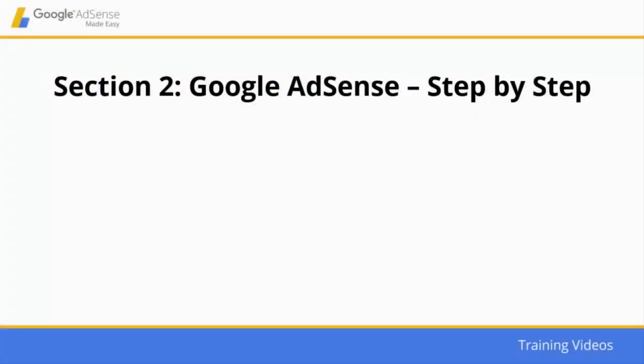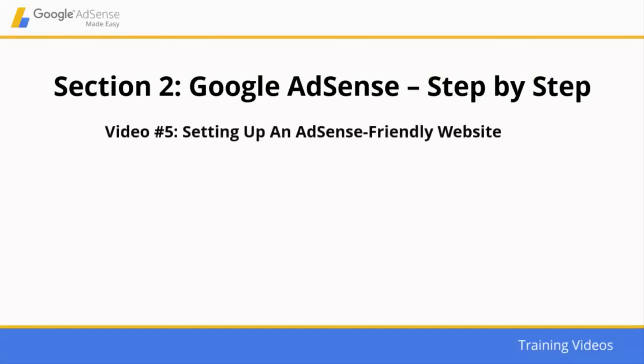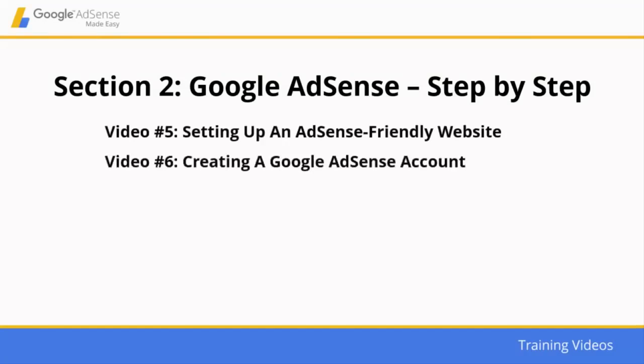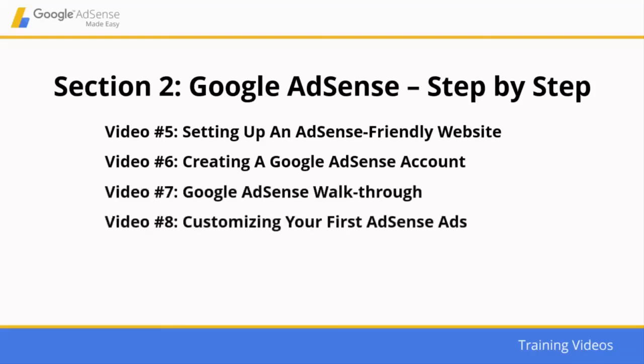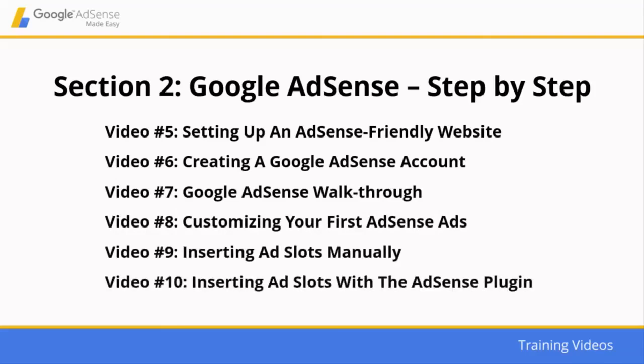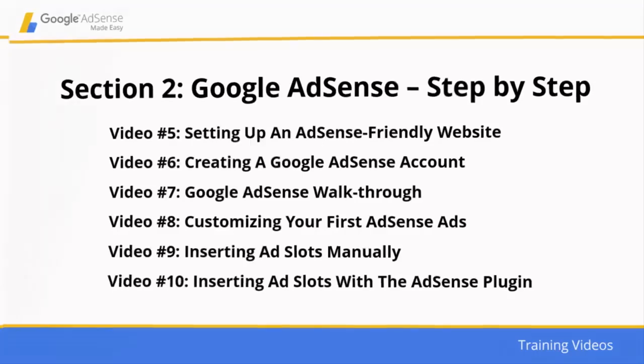Hey there everyone, and welcome to Section 2 of our Google AdSense video training series, the step-by-step section, where we are going to show you how to get started with AdSense hassle-free the right way. Contents in this section include setting up an AdSense-friendly website, creating a Google AdSense account, Google AdSense walkthrough, customizing your first AdSense ads, inserting ad slots manually, and inserting ad slots with the AdSense plugin. So let's get started with the very first step, having an actual website that you can monetize with AdSense.